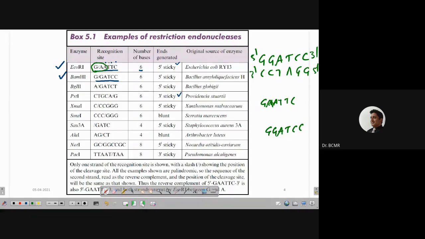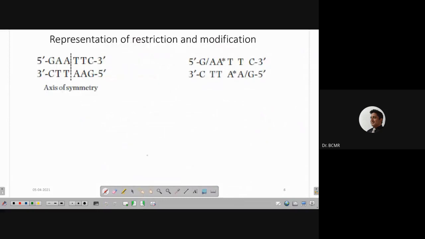You don't need to memorize. If I am giving you a question, I will provide you this information. I want you to understand the principles rather than mugging up. Here is another way. There is an axis, as I was telling with the palindrome. There is always an axis. GAA, and the remaining would be TTC, and then the complementary strand. This is the site for EcoRI, and it recognizes 6 bases, and there is an axis of symmetry like this.